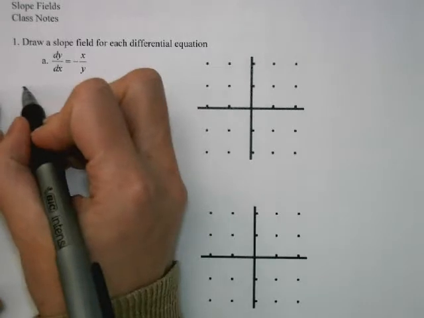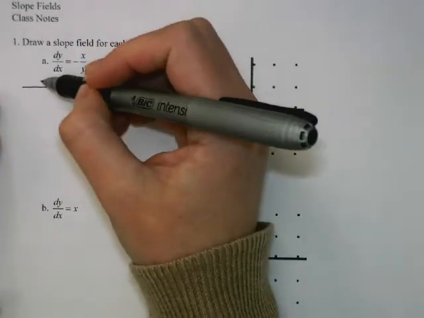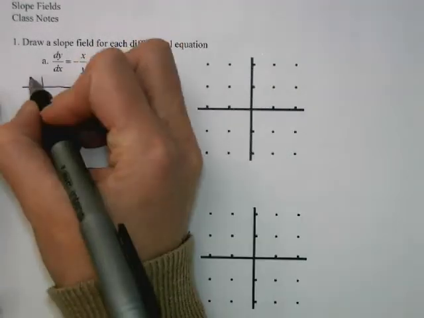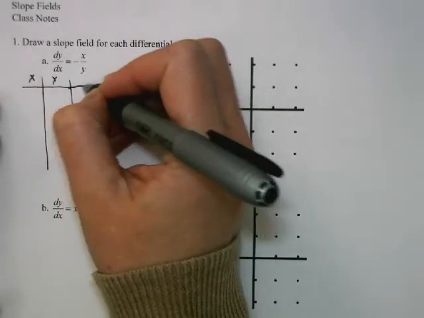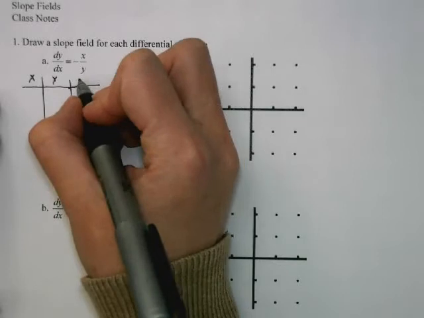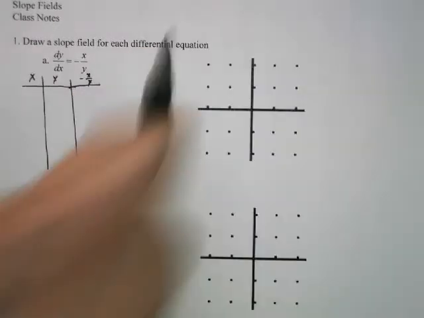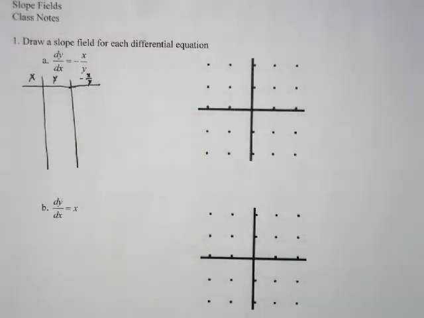So I'm just going to create a table here, and there are different ways to organize this, but I'm going to have x, y, and then dy/dx, which in this case is negative x over y.